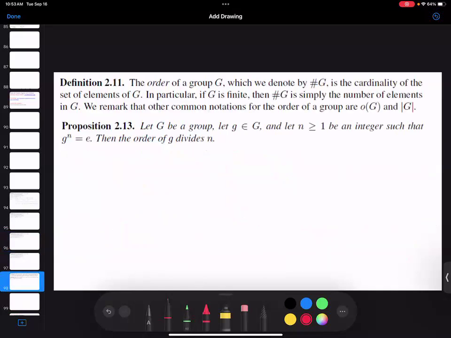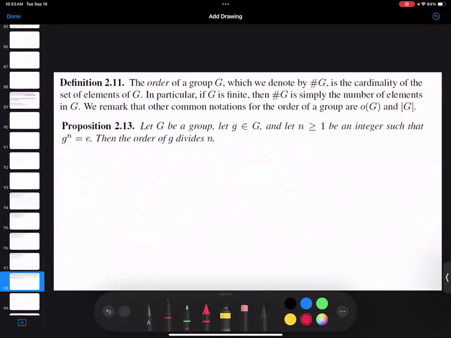Okay. So more definitions and more properties. Definition 2.11, the order of a group, and this notation is centuries old. This was before the era of texting. We denote it by sharp G or pound G, and it is the cardinality of the set of elements of G. It's just the number of elements in G. So if G is finite, it's the number of elements of G.